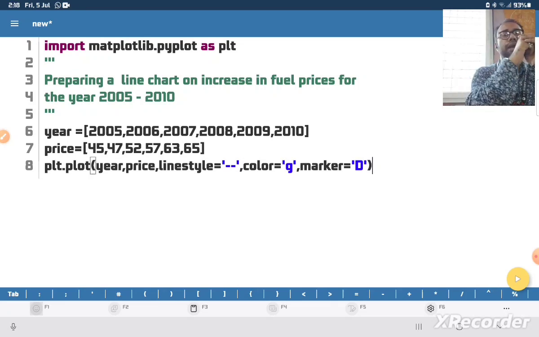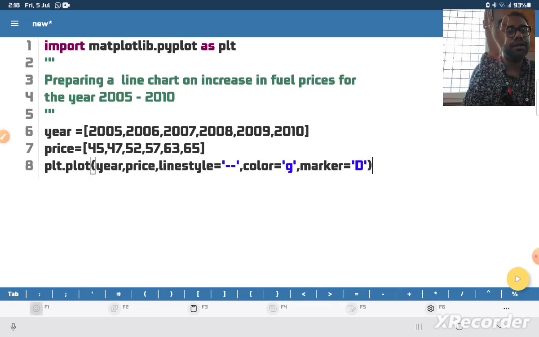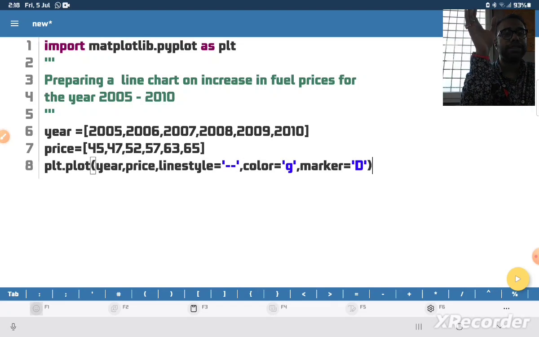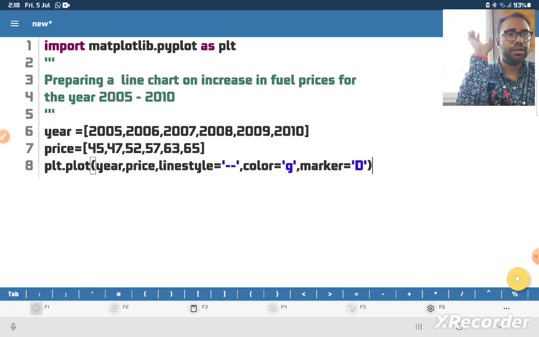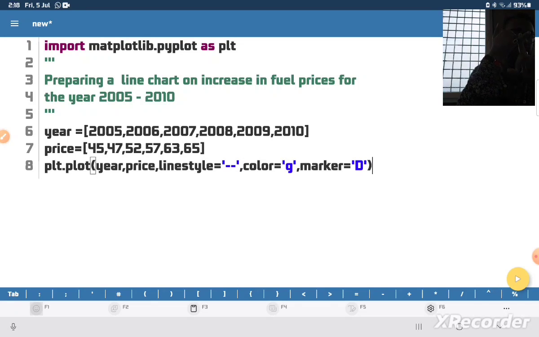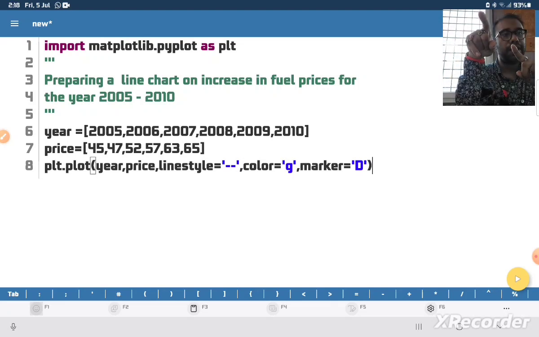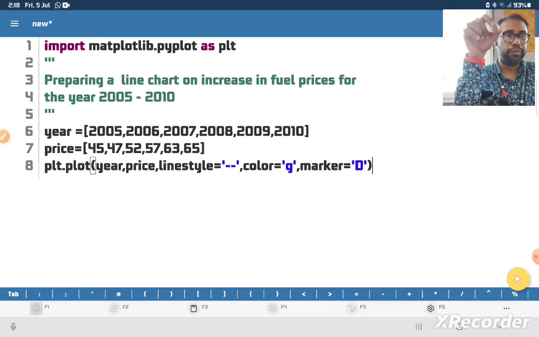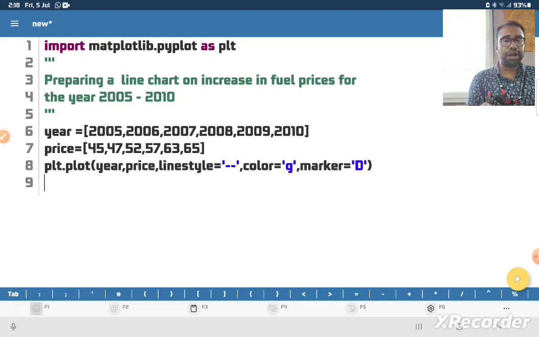So what did I write here? Normally the simple way of plotting a line chart is year, price, and that's it, nothing else. But I have taught you linestyle, the different type of line I am using here, a dashed line. The color attribute I have added to set the color of the line graph, and also marker to show the data points. Okay.